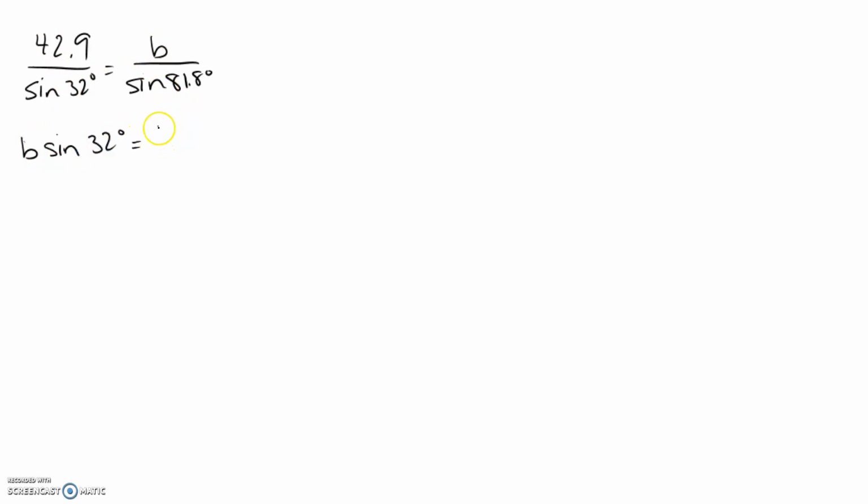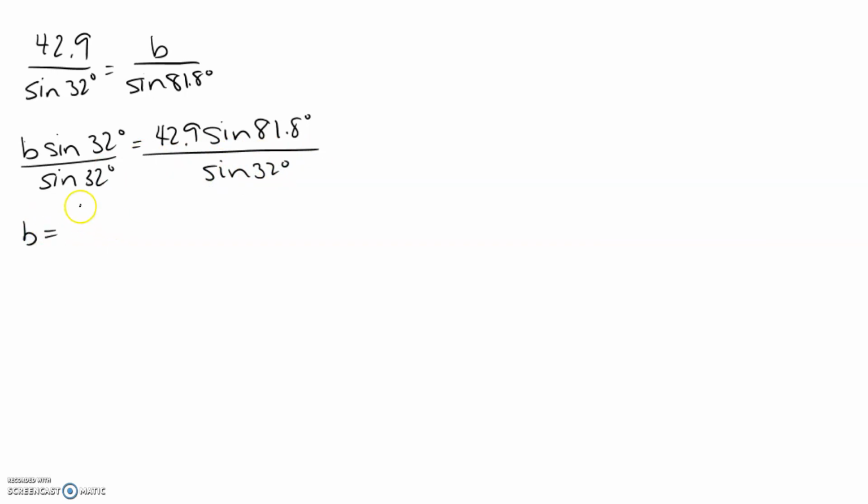Okay, so I'll rewrite that. I've got 42.9 over sine of 32 is equal to b over sine of 81.8. Okay, if I use cross multiplication, this is going to be b times sine of 32 is equal to 42.9 times sine of 81.8. And I'm going to move sine of 32 over to the other side, so I'm going to divide both sides by sine of 32.